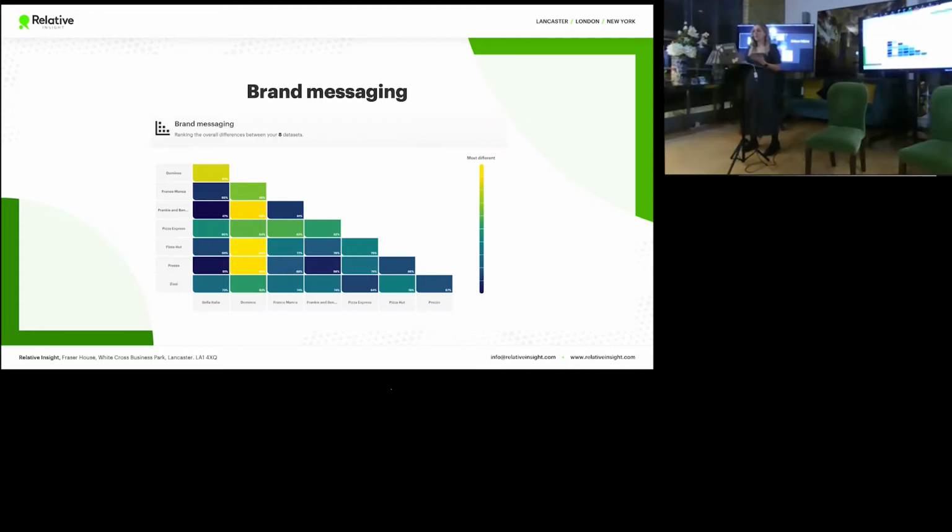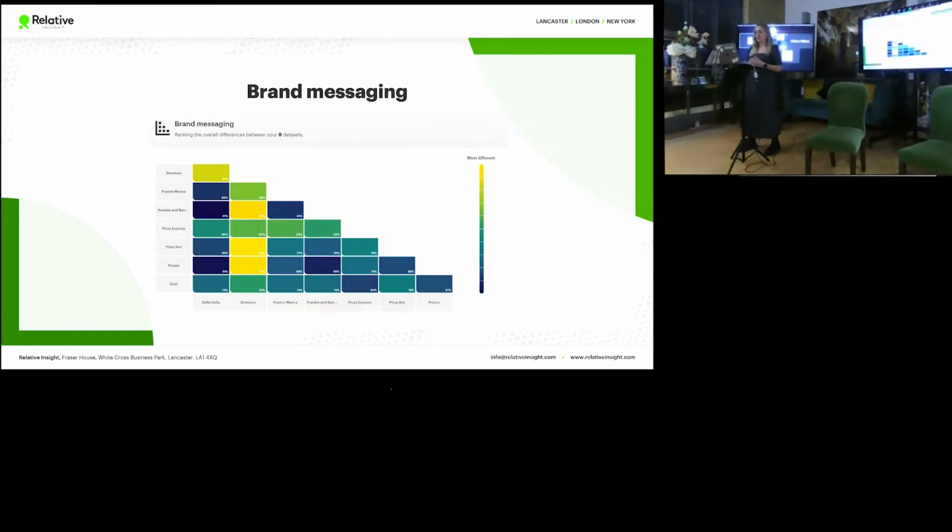So what stands out to me immediately is that Domino's appears to be most different to all the other brands we've looked at. And from other information that we know about Domino's, it's the one that doesn't have a physical restaurant. So it might be that they're not able to talk about this dining experience, the interior, the ambiance of a restaurant, whereas the other brands can talk about this.